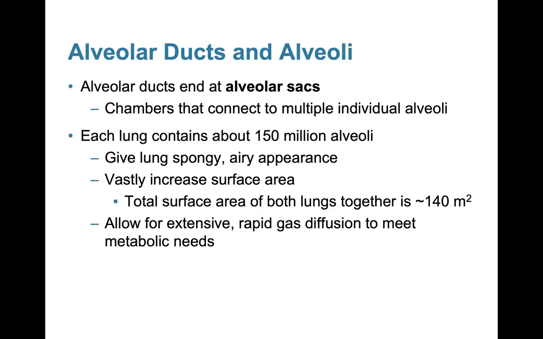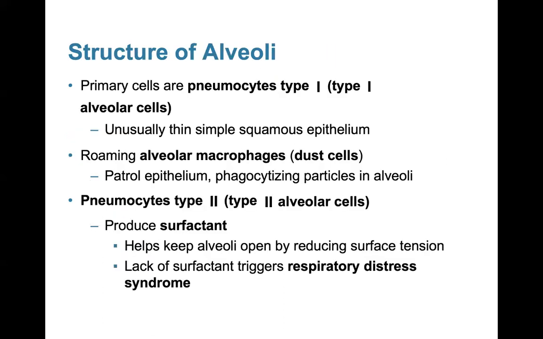So the alveolar ducts end at the alveolar sacs. These are the chambers that connect to multiple individual alveoli. Each lung contains about 150 million alveoli, which gives lungs their spongy appearance and vastly increases surface area. The total surface area of both lungs is about 140 meters squared, which, if you think about it, is a very large surface area. This allows for extensive, rapid gas diffusion to meet the metabolic needs of the body.